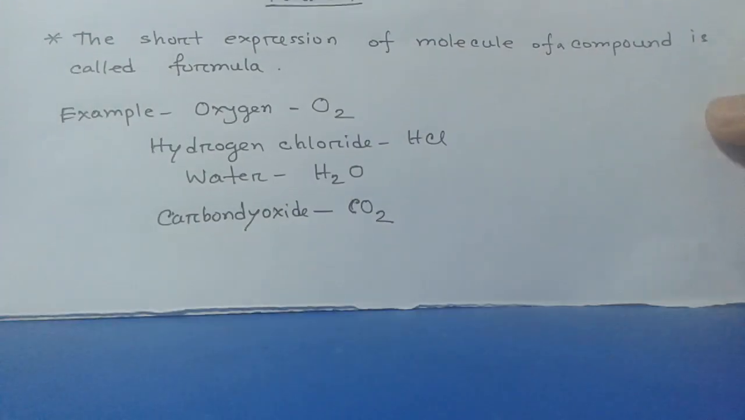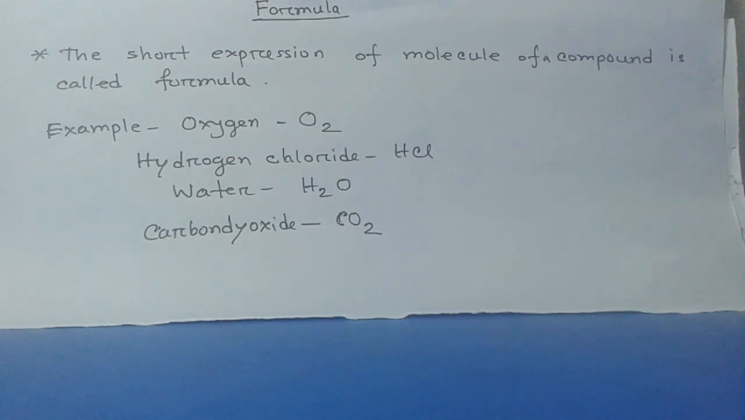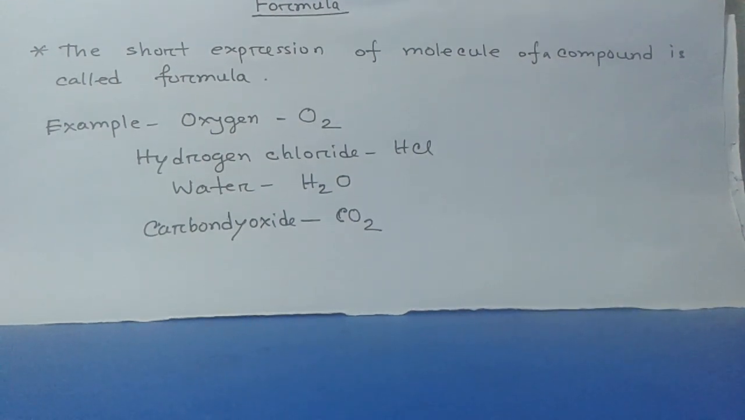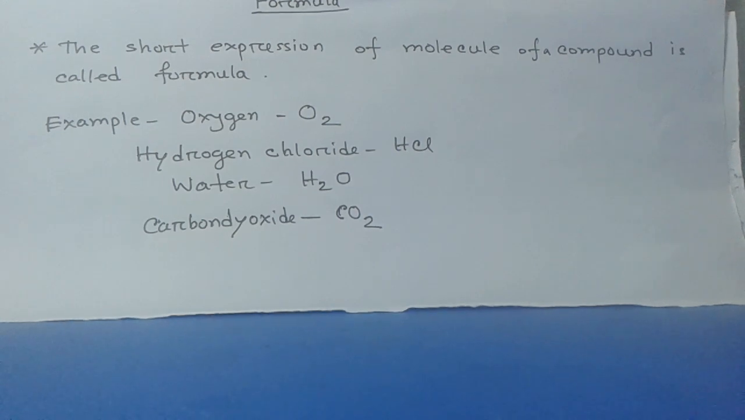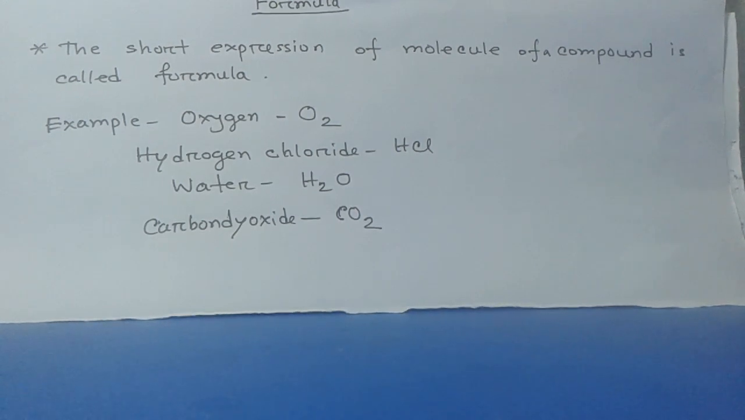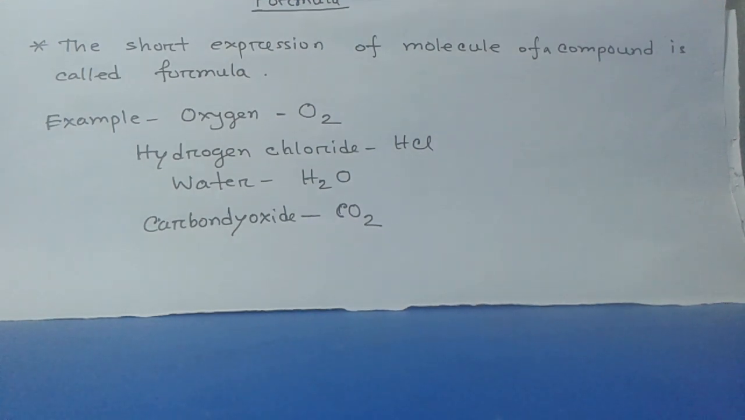Now formula. The short expression of the molecule of a compound is called formula. For example, oxygen O2. As we know that the symbol of the oxygen is O, but the formula is O2. The symbol of the hydrogen is H, but the formula of the hydrogen is H2. And here we can see some other examples like HCl hydrogen chloride, H2O water, CO2 carbon dioxide.